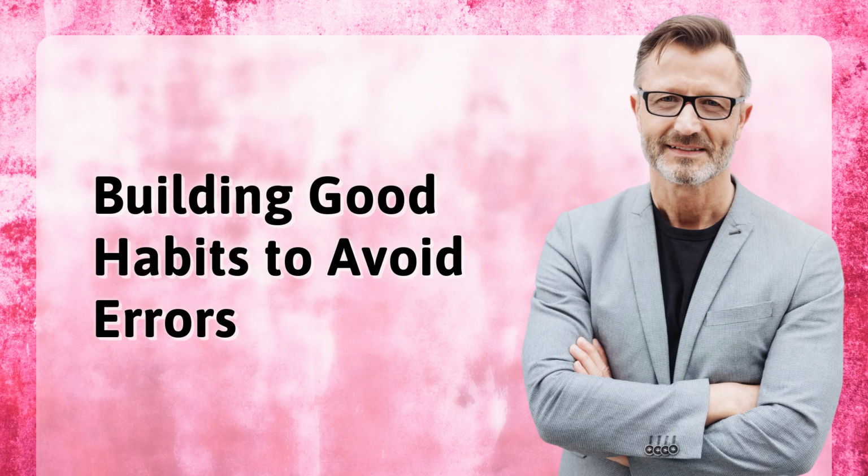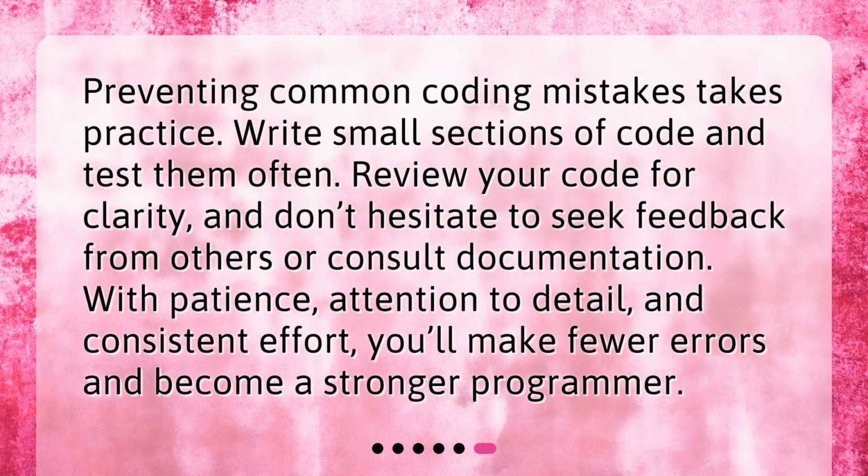Building good habits to avoid errors. Preventing common coding mistakes takes practice. Write small sections of code and test them often. Review your code for clarity and don't hesitate to seek feedback from others or consult documentation. With patience, attention to detail, and consistent effort, you'll make fewer errors and become a stronger programmer.